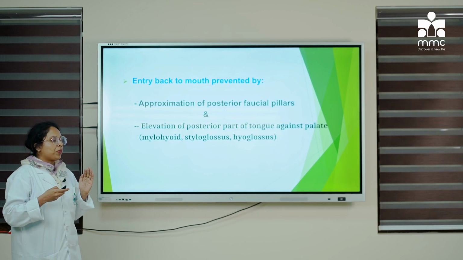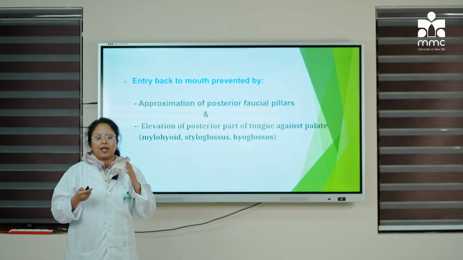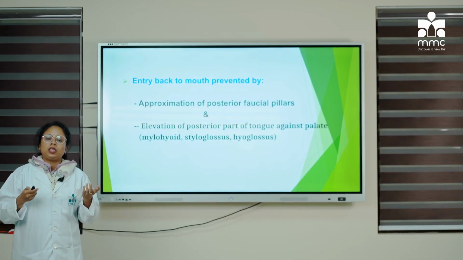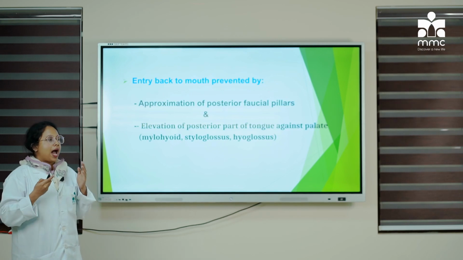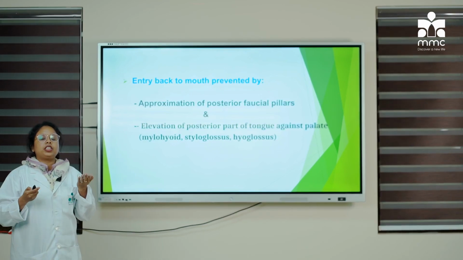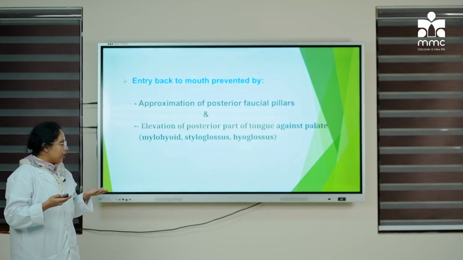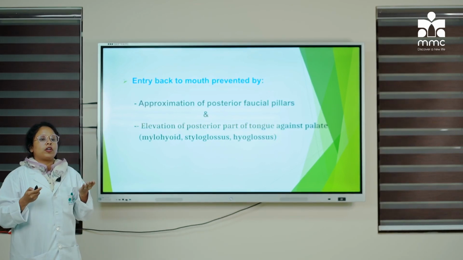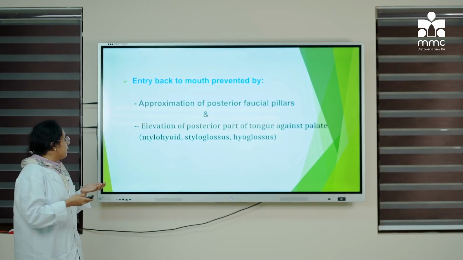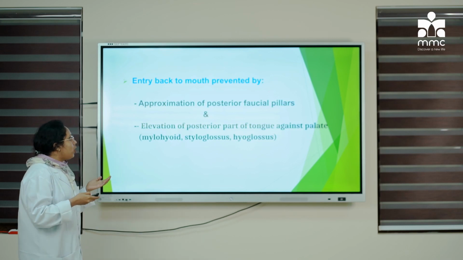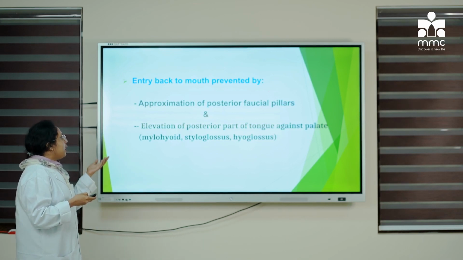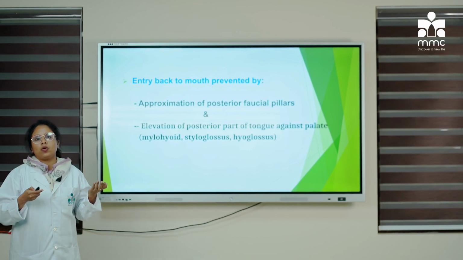We will see how. Because of this deglutition reflex, approximation of the posterior facial pillars happens, as well as elevation of the posterior part of the tongue. This leads to closure of the mouth entry. And the muscles involved in the tongue are mylohyoid, styloglossus and hyoglossus.